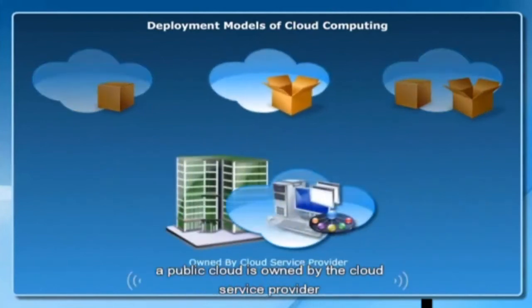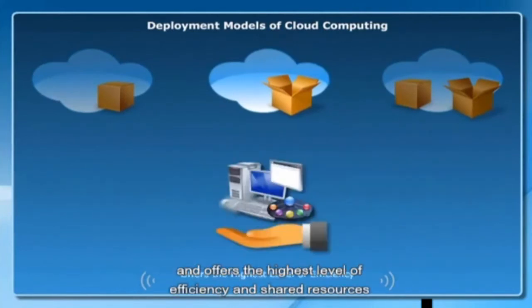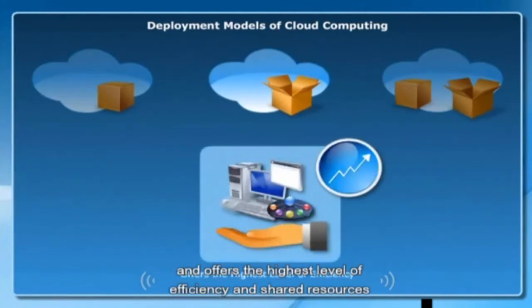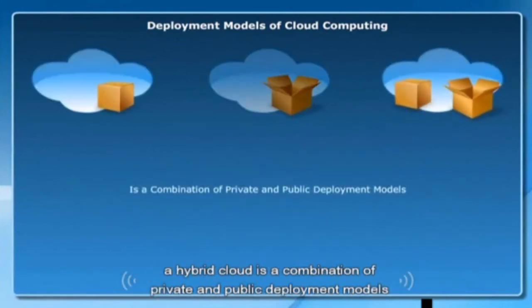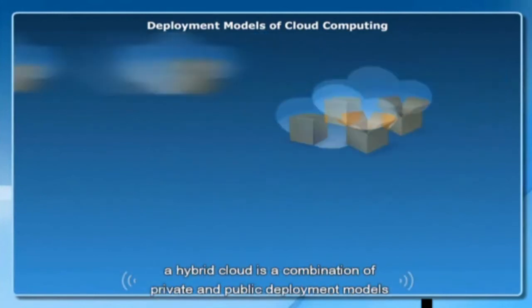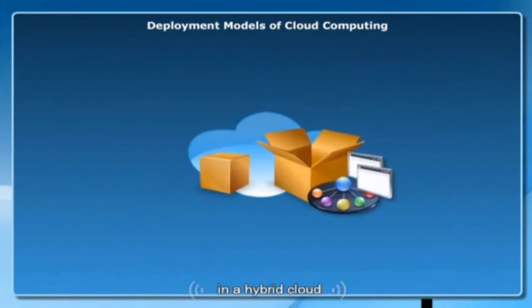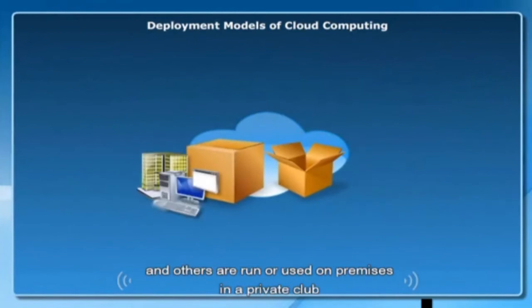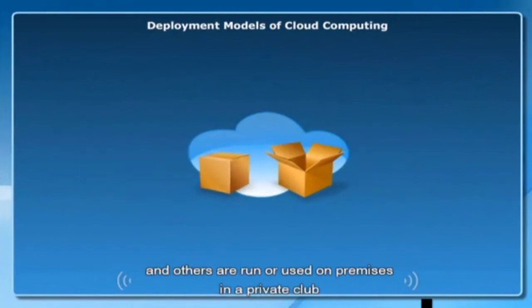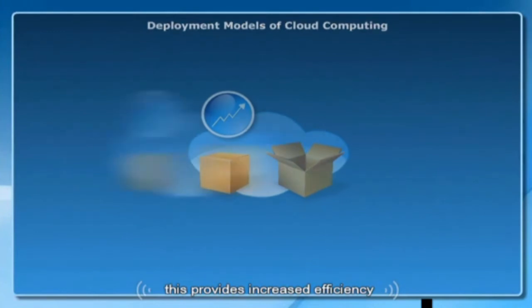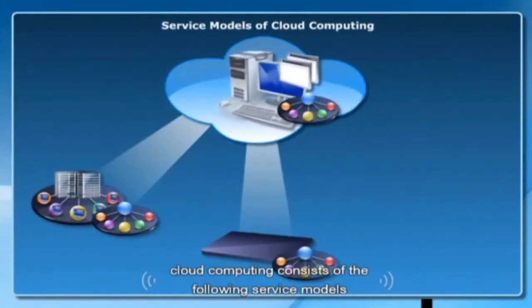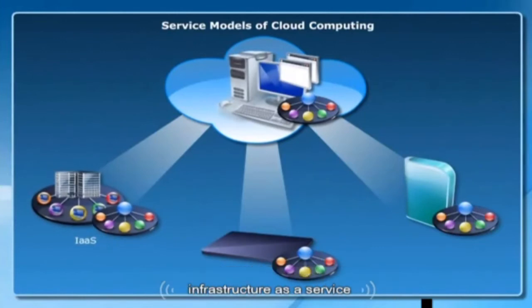A public cloud is owned by the cloud service provider and offers the highest level of efficiency and shared resources. A hybrid cloud is a combination of private and public deployment models. In a hybrid cloud, specific resources are run or used in a public cloud, and others are run or used on premises in a private cloud. This provides increased efficiency. Cloud computing consists of the following service models: Infrastructure as a Service, IaaS, Platform as a Service, PaaS, and Software as a Service, SaaS.